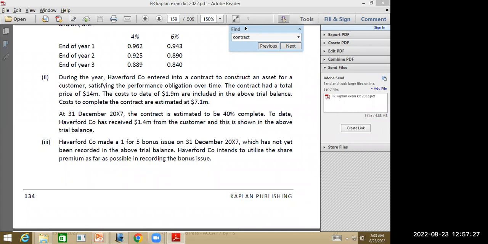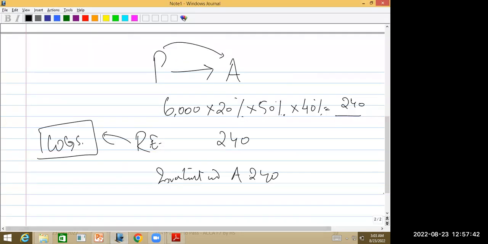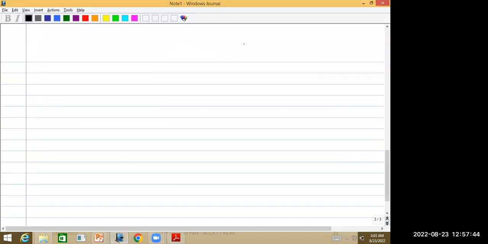Yes, is it done? So the total price of the contract is 14 million and the contract is 40% completed. So 14 million into 40% will be my revenue. In the income statement, we need to charge revenue of 14 million into 40%, which is 5.6.